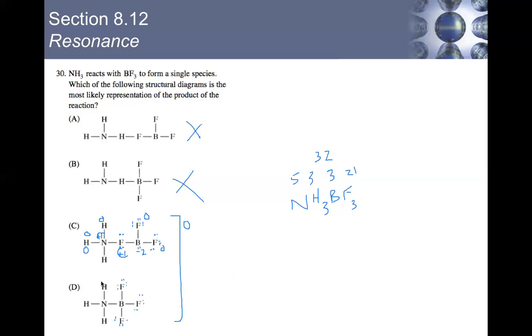Down here on the bottom. So 1 minus 1, 0, 0, 0. What's N? It's supposed to have 5. Is it +1? F? 0. 0. 0. And B? -1.